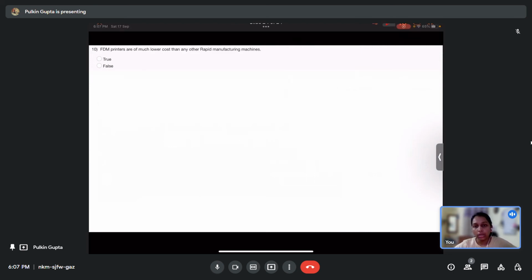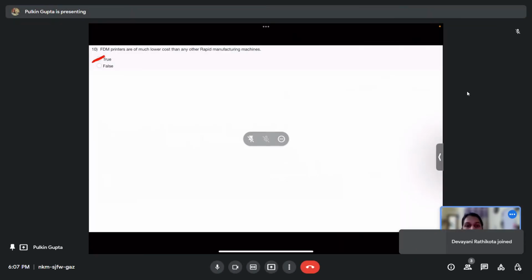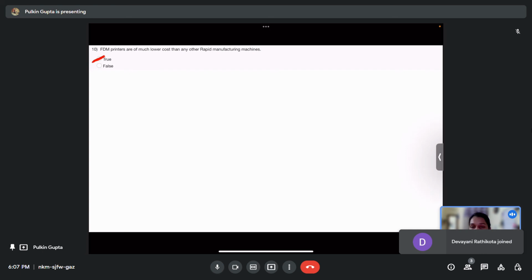So the last question for today, FDM printers are of much lower cost than any other rapid manufacturing machines. True or false? This is also true because FDM printers do not have any kind of high power requirements. In FDM printers, you do not need any kind of lasers or expensive heaters. They just require normal resistive heaters, and that just serves the purpose of putting your filament into the molten state. So these FDM 3D printers are of lower cost as compared to stereolithography or SLA machines, SLS machines, SLM machines, or electron beam machines, etc. So the techniques that we studied this week particularly are low cost ones because they do not have any kind of lasers or high energy sources.